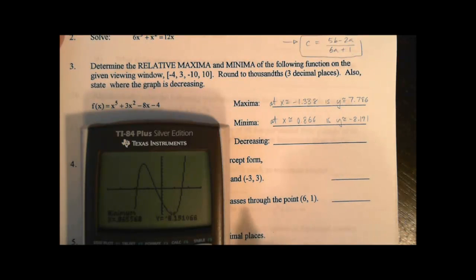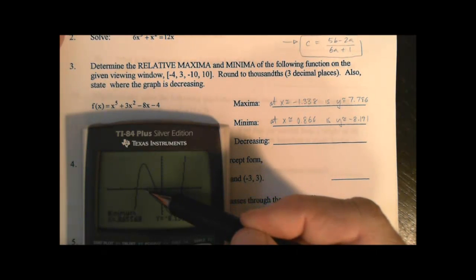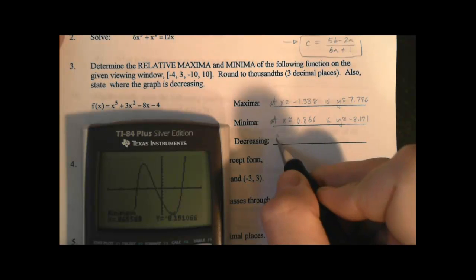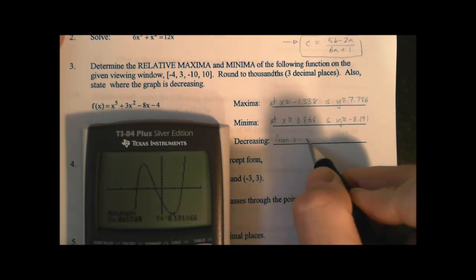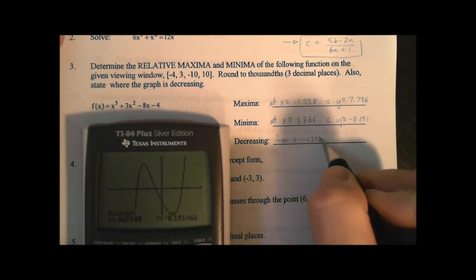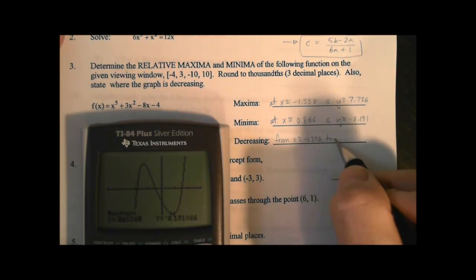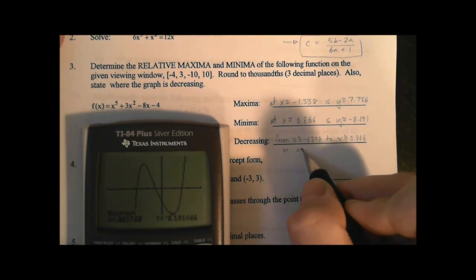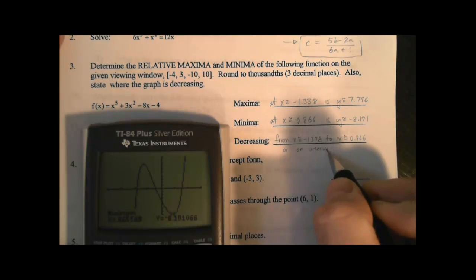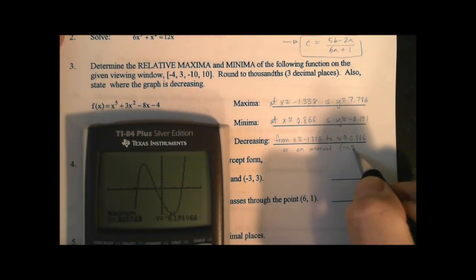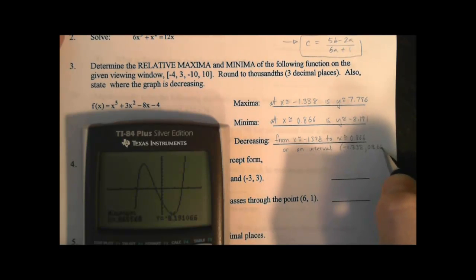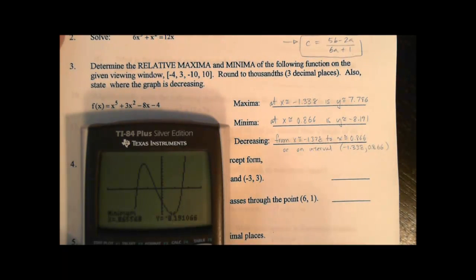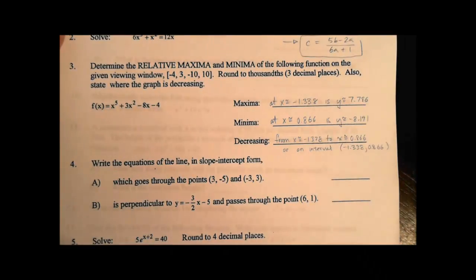Now, as to when it's decreasing, we can see it's decreasing from this x value to the x value here, or on the interval, however you want to write it. The interval is probably preferable.